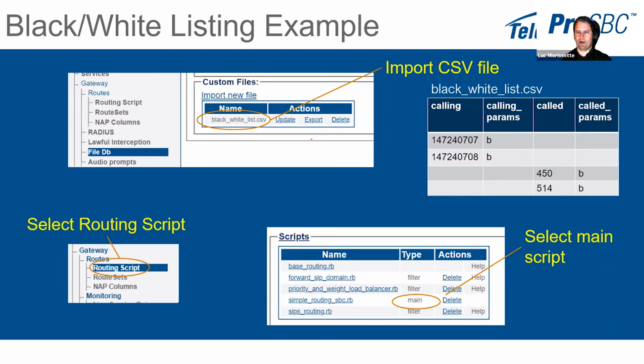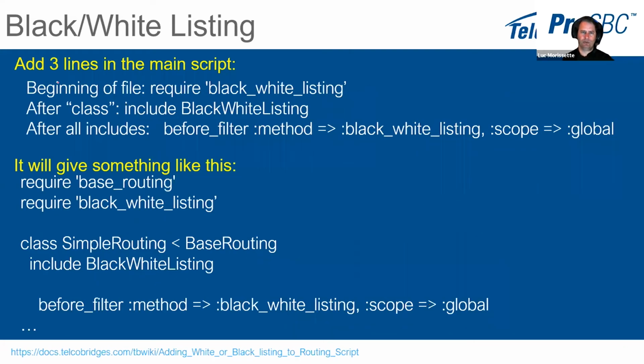So first, create the file. Second, import it in the system. Third, go in the routing script section. Choose the main script of your system. By default, it's called simple routing SBC. You choose the main script of your system. You need to add 3 lines in the main script. At the beginning of the file, you add exactly this line. After the class section, you add exactly this line. And after all the includes, you can add the before filter method, black-white listing.